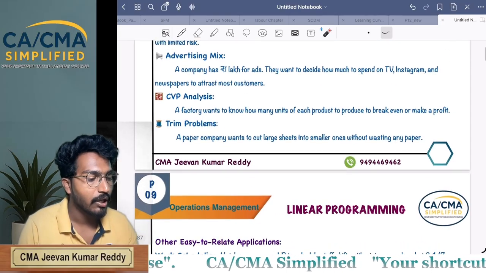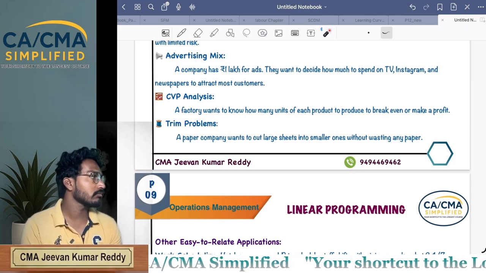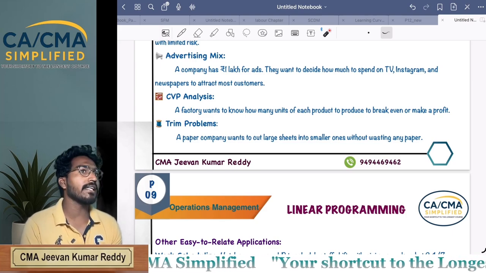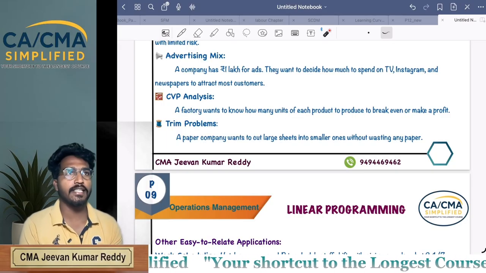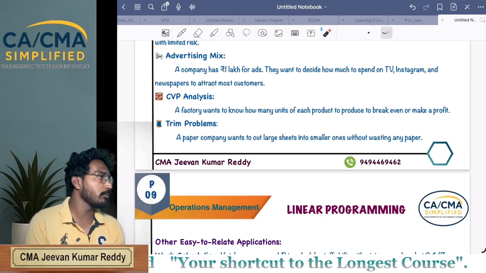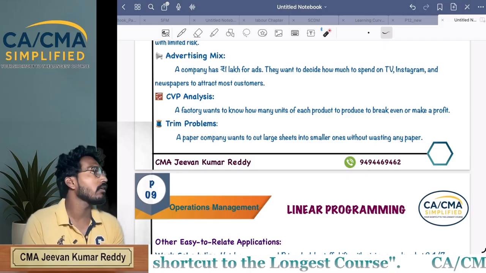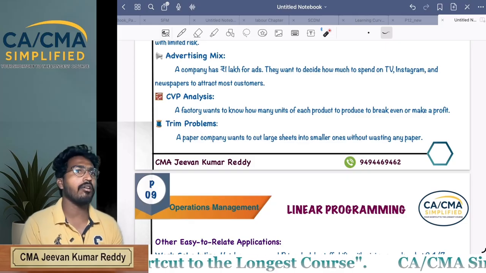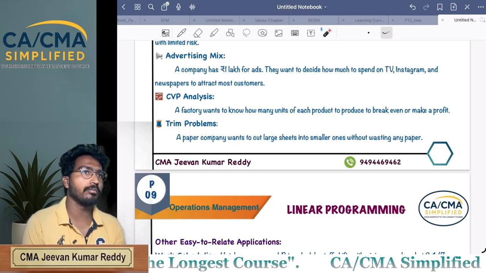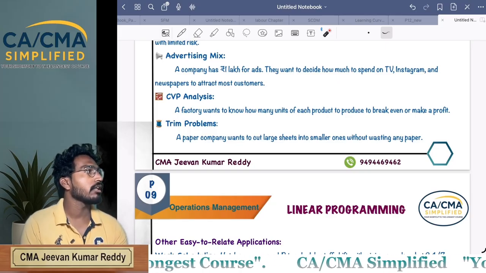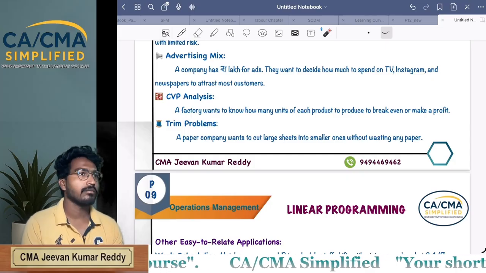Next, advertising mix. I have 1 lakh. I want to advertise my channel. What is our channel? CA, CMA Simplify. I want to advertise my channel with an amount of how much? 1 lakh. Now I have 3-4 options. I may go with YouTube, I may go with Insta and TV as well as radio.